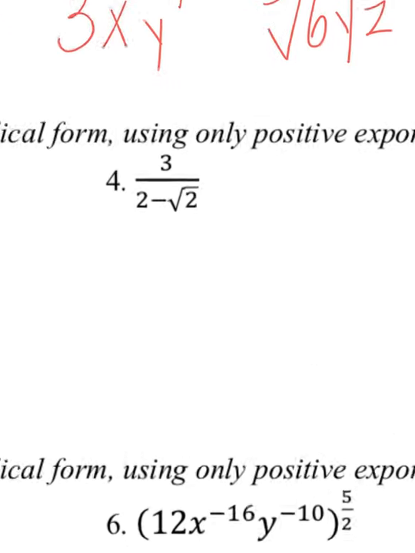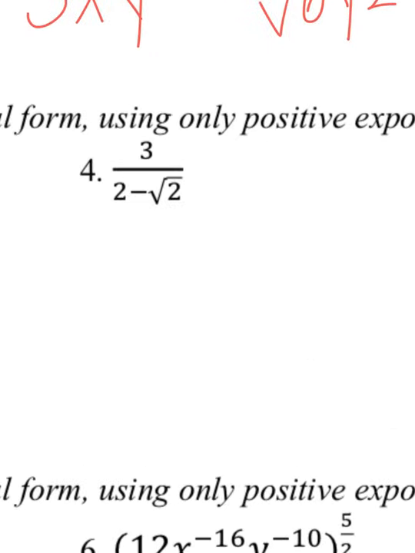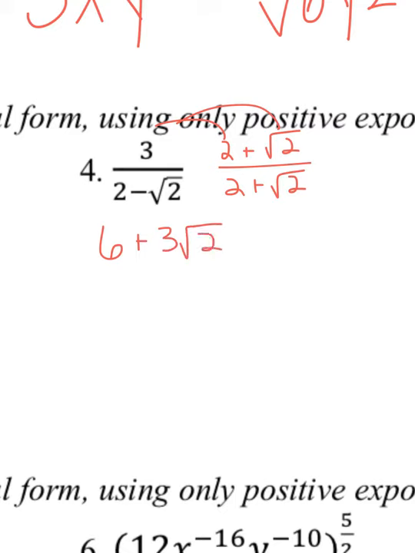For number 4, to get rid of the binomial, you multiply the top and the bottom by the conjugate. So you're going to multiply the top and the bottom by 2 plus the square root of 2. So the top, you distribute. This is now 6 plus 3 square root 2 divided by.